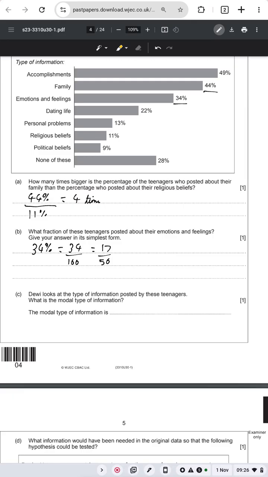D looks at the type of information posted by these teenagers. What is the modal type of information? So the mode means the most, so which topic was posted about the most, and that was accomplishments at 49%.